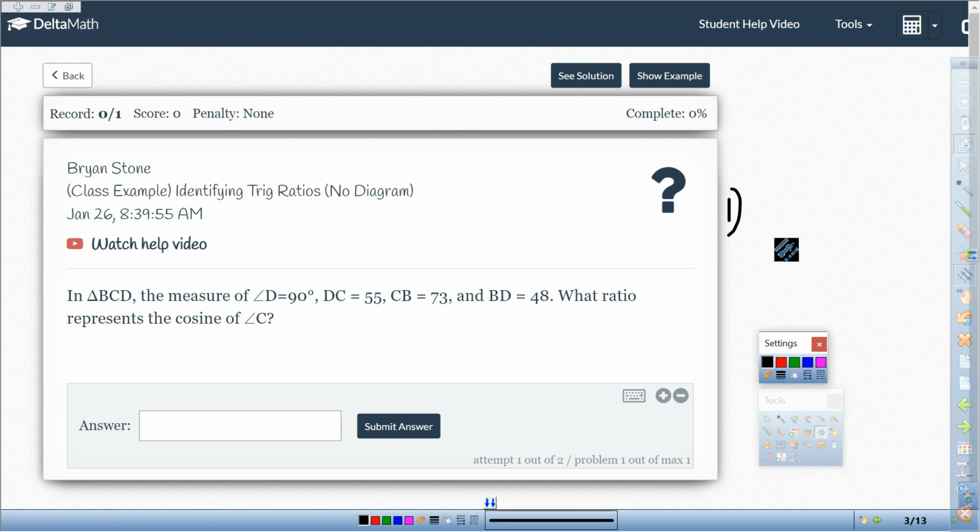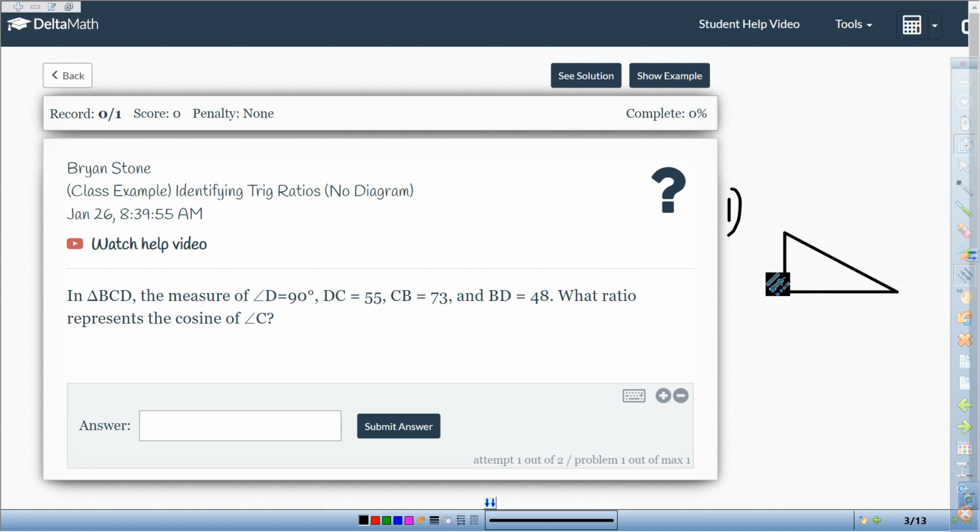First thing, I'm just going to draw myself a generic right triangle. That's a triangle with a right angle. Just a reminder, the trig we've been learning is specifically for right triangles, if you didn't notice that already. Here's the first important thing. They're saying angle D is 90 degrees, or in other words, this right angle is called D. The triangle is called BCD, so B and C are the other two angles. It doesn't matter which we name B or C, but I'm going to make this B and this C.